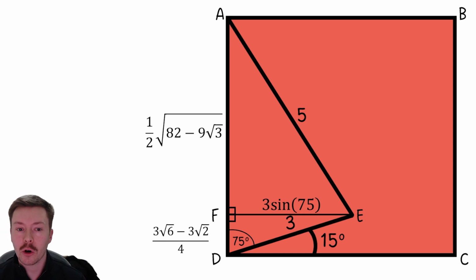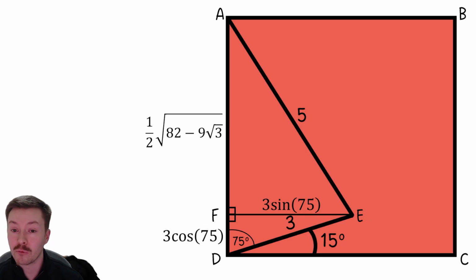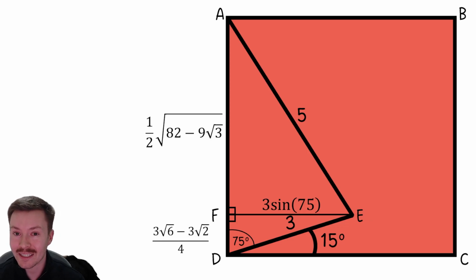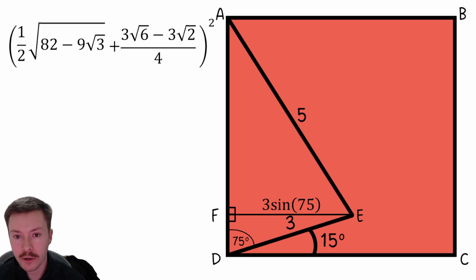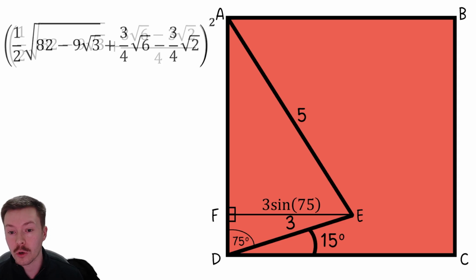But here's 3 cos 75 written as an exact value. It's not as easy because we're looking for the exact value. Now, like I said there, we've got to add those two lengths together to get the length of A to D, and then we're squaring it because we're working out the area of the square. Okay, this is where it starts getting a little bit more complicated. What I'm going to do is split apart that 3 root 6 minus 3 root 2 over 4 into individual terms. So 3 quarters of root 6 minus 3 quarters of root 2.